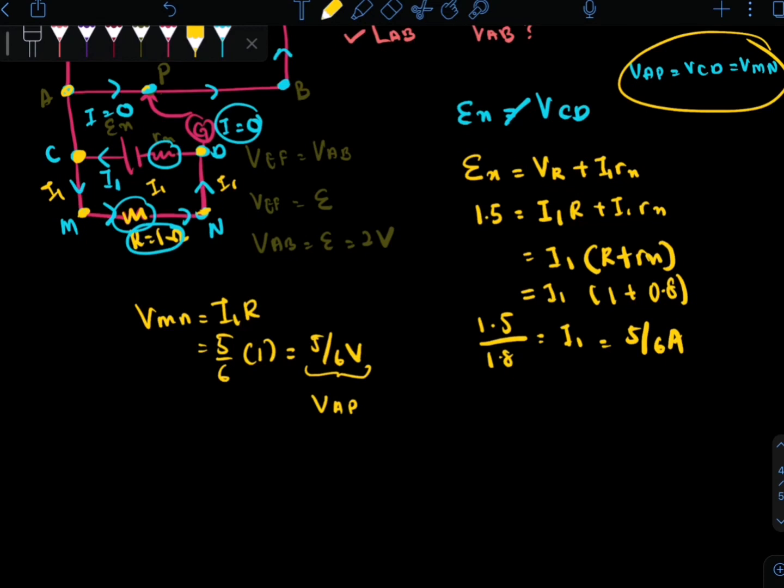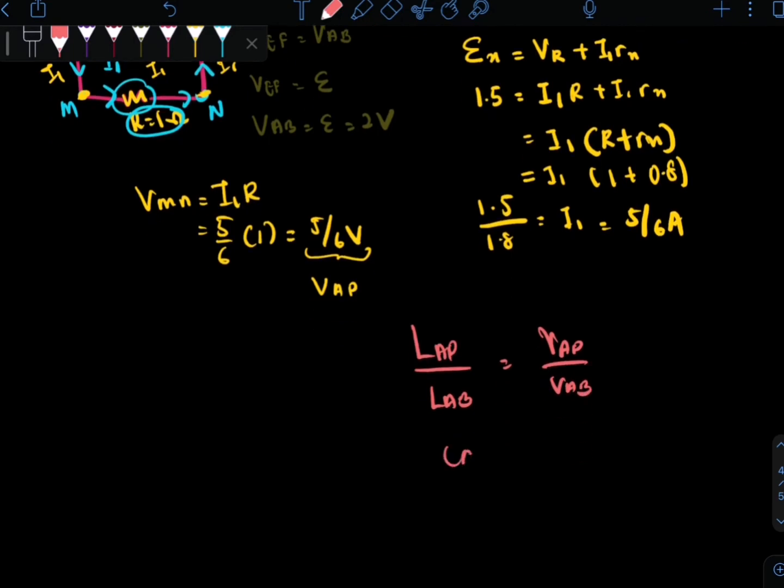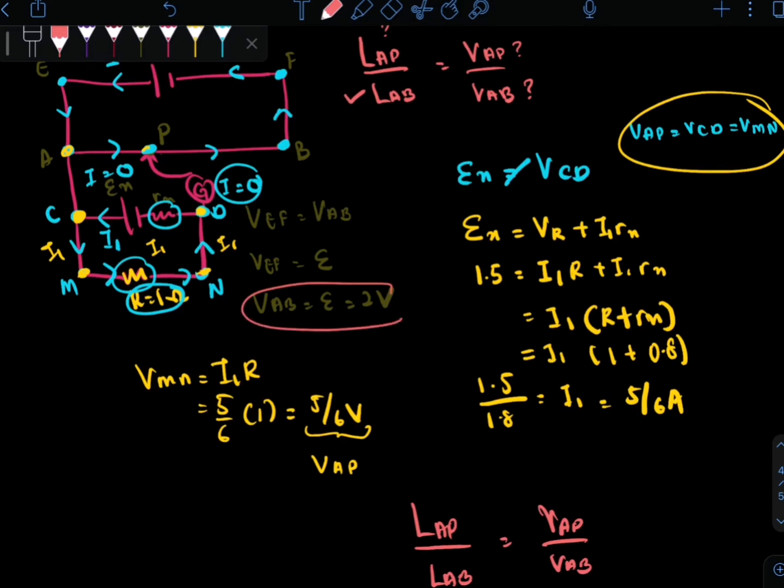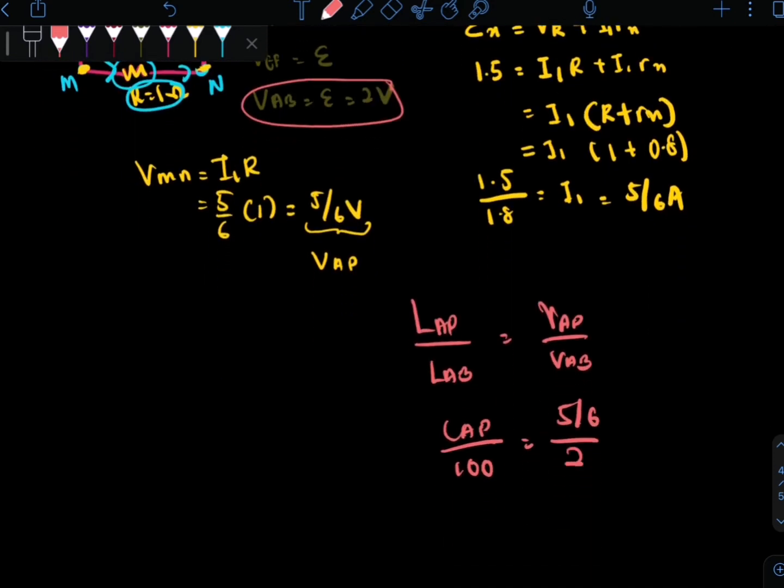So now we can deduce our LAP over LAB is equals to VAP over VAB, where LAP is what we are looking for over 100 cm, VAP adalah 5/6, VAB masih sama dengan EMF, so dia sama dengan 2 dekat sini. So LAP, tekan-tekan calculator, you would get 41.67 cm.